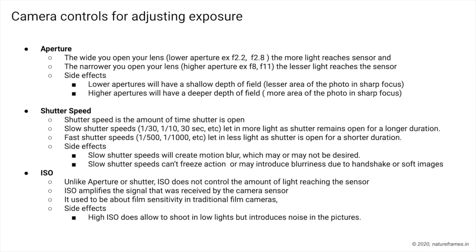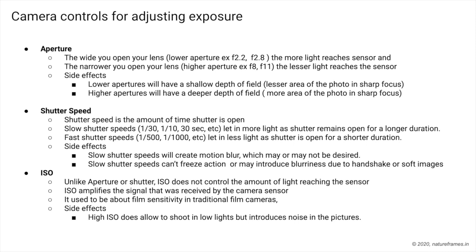Slow shutter speeds let in more light as the shutter remains open for a longer duration. Fast shutter speeds let in less light as the shutter is open for a shorter duration. The side effects of shutter speed. Slow shutter speeds will create a motion blur, which may or may not be desired. Slow shutter speeds also cannot freeze action, and may introduce blurriness due to handshake or produce soft images.